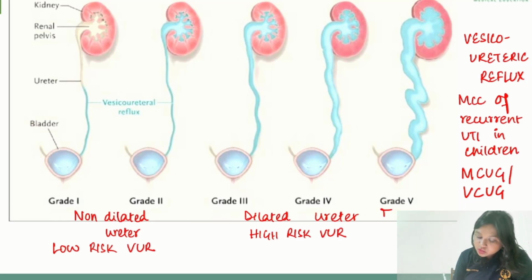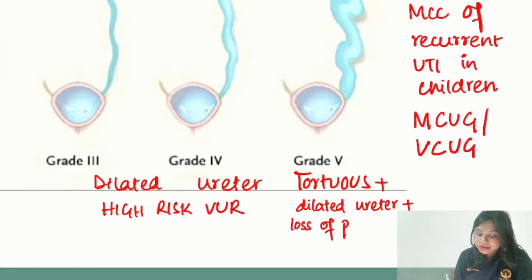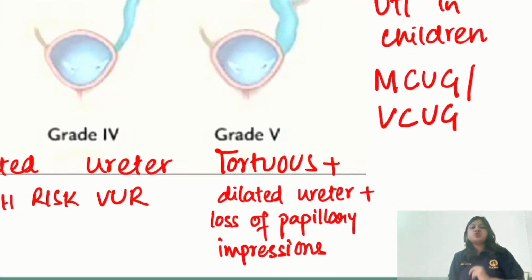So tortuous plus dilated ureter plus loss of papillary impressions is what makes grade 5 VUR, and this is the highest grade VUR. Now come to grade 4.